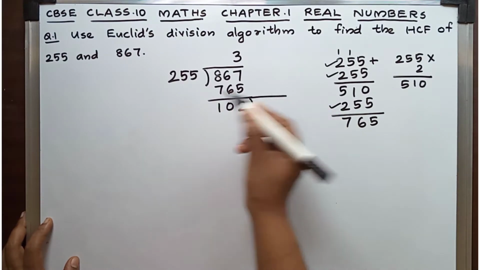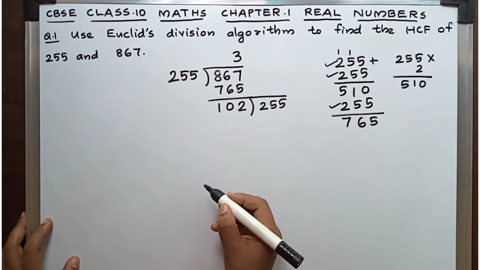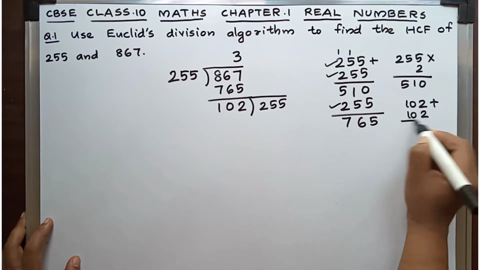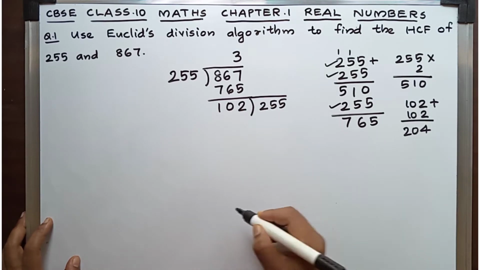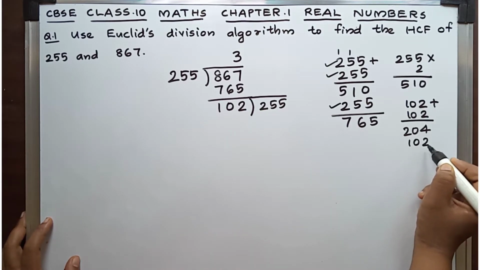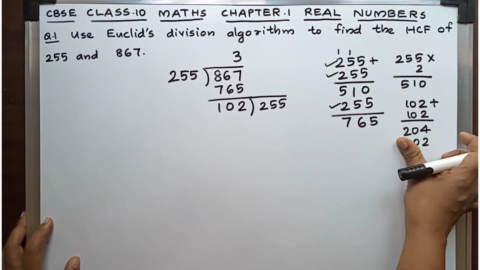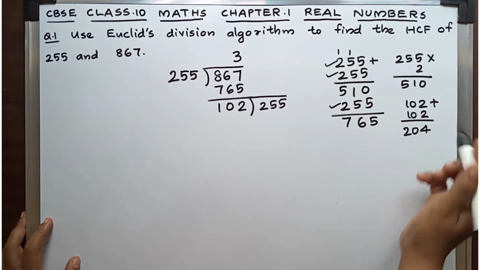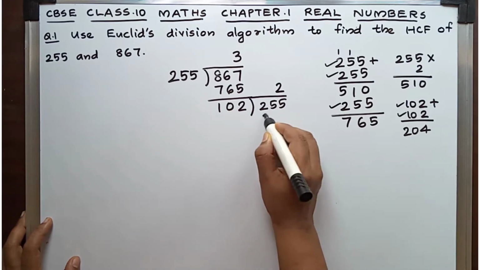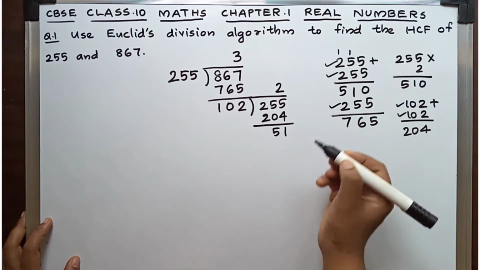Next we will divide 255 by 102. Anyways, 102 plus 102, we will get 204. Okay, if we add one more 102 here, what will happen? The resulting number will be exceeding this 255. So no need to add again 102. Anyways, 2 into 102, what we get? 204. Okay. Then subtract. Here 1, here 5.